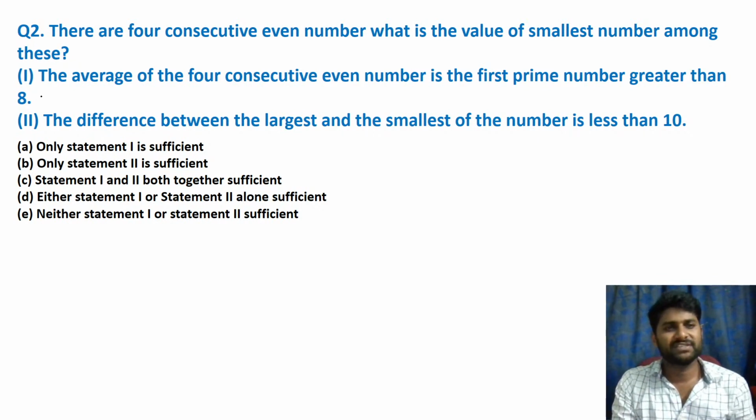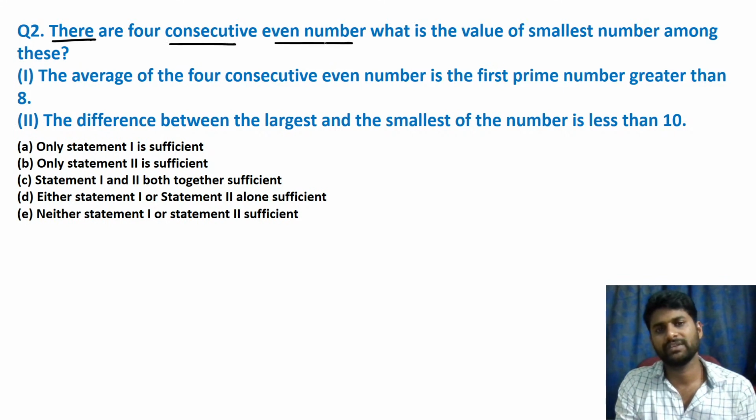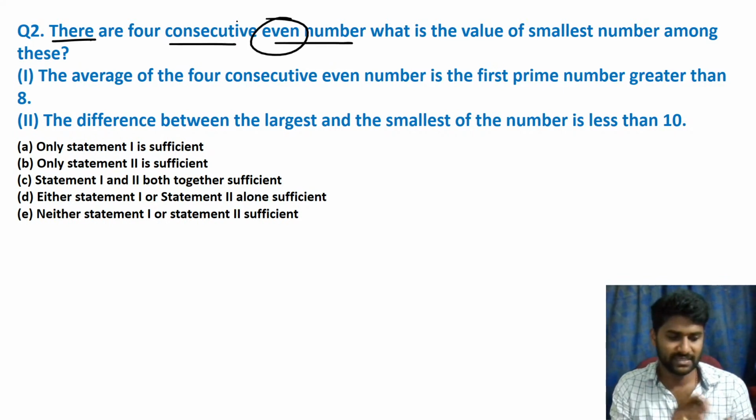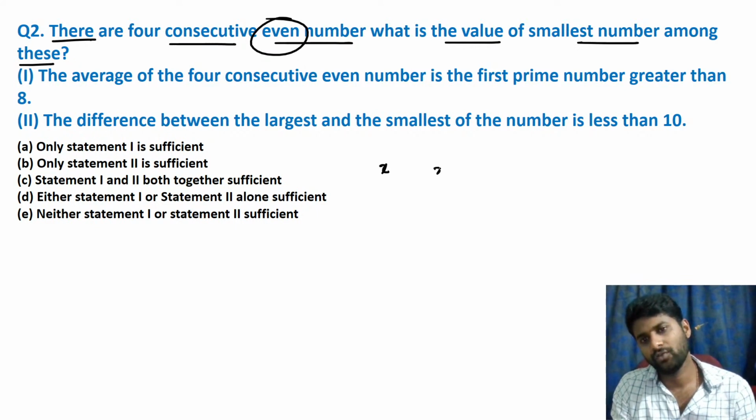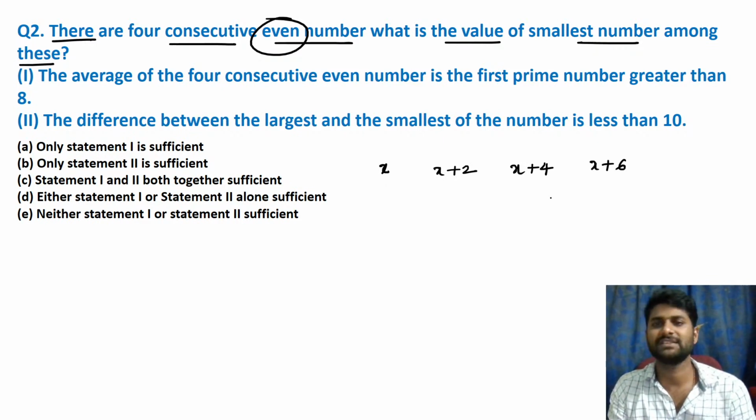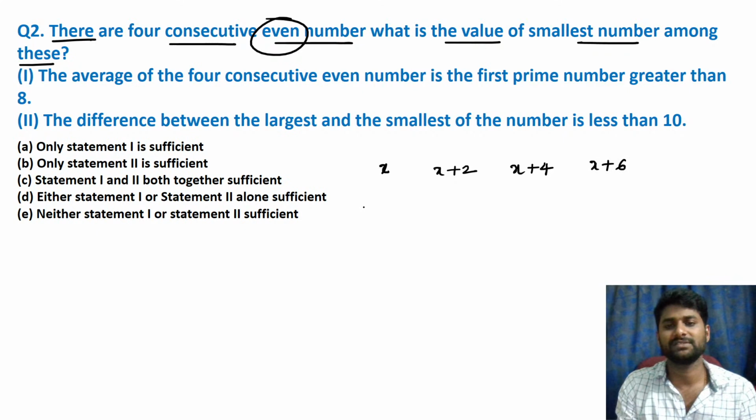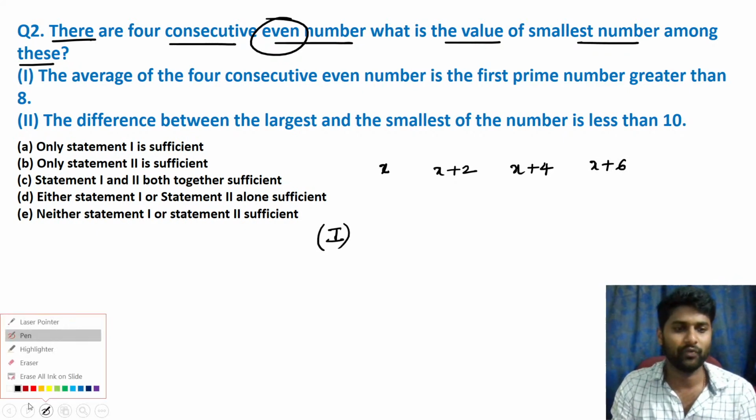Here the question is which data is sufficient: 1 alone, 2 alone, or both. Just read the question. We have 4 consecutive even numbers. You already know that for even numbers the difference between consecutive numbers is 2. The question is: what is the value of the smallest number among these? We have 4 consecutive even numbers: x, x plus 2, x plus 4 and x plus 6. Now I am taking statement 1 alone. Can we get the smallest number among the 4?